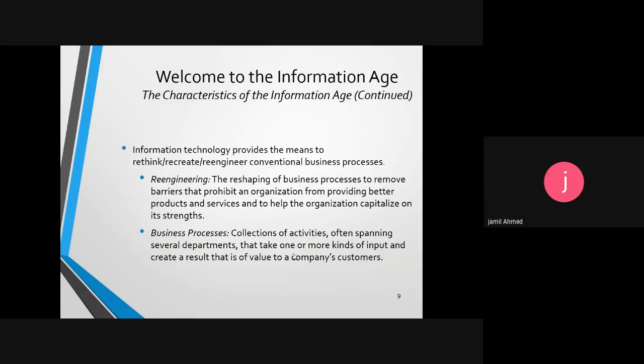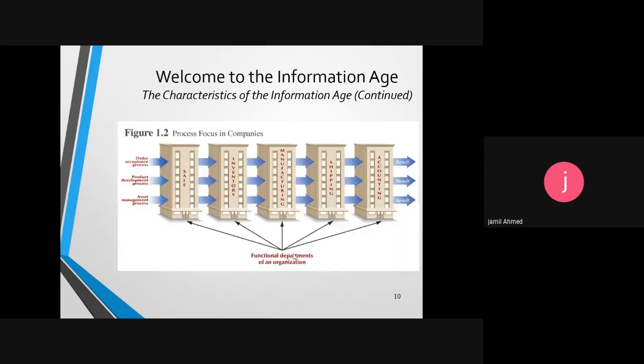So business processes are a collection of activities, often spanning several departments, that take one or more kinds of input and create a result that is of value to the company's customers. So basically the customer is the focus, because customers are the big bosses who run the businesses. Customers are kept at the top priority.